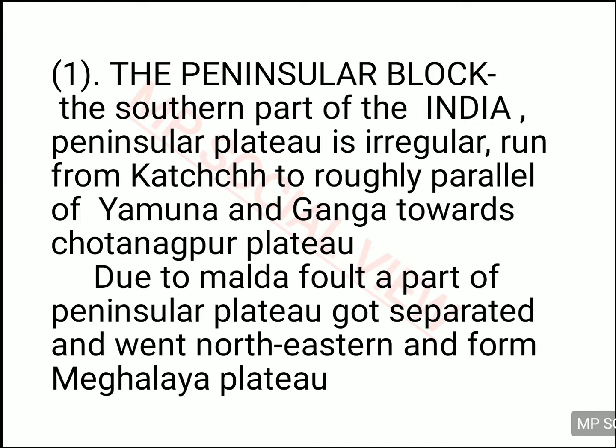This peninsular block is the southernmost part of India. It is in the shape of an irregular triangle. It starts from Kutch in Gujarat and then it runs parallel to the rivers Ganga and Yamuna and extends till the Chota Nagpur plateau in the eastern part of India. So you can see how long it is extended on its topmost side. From Gujarat it extends till the Bihar side. Alright, so this is the extension of the peninsular plateau.